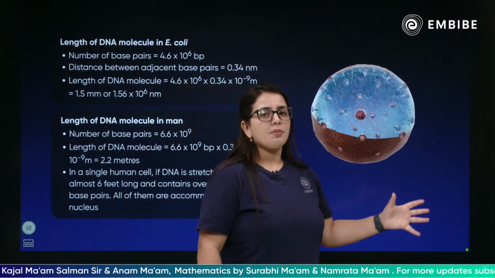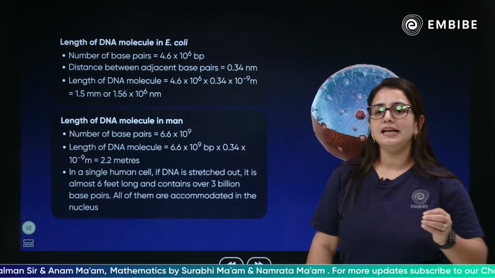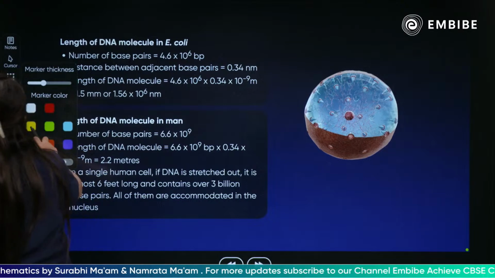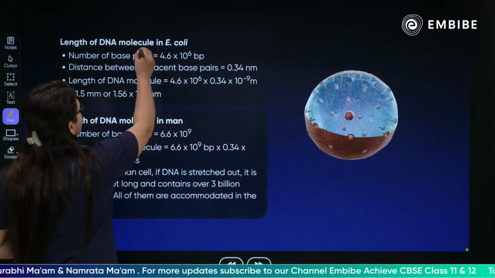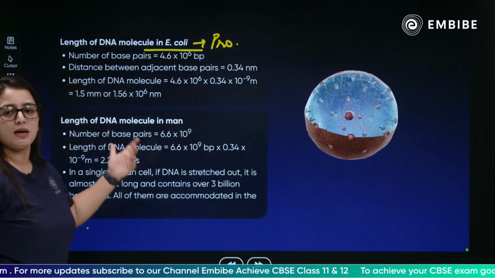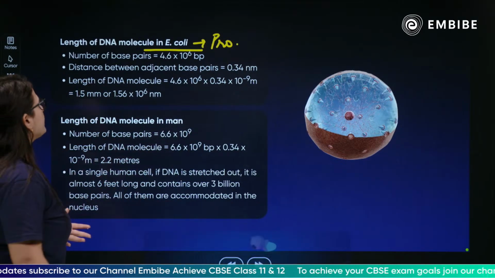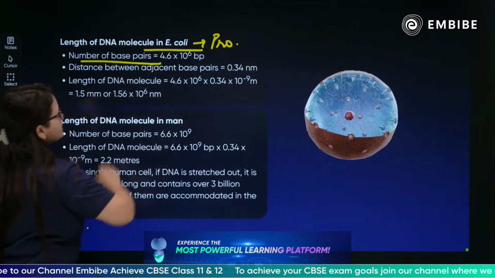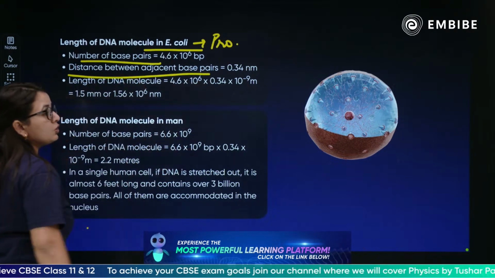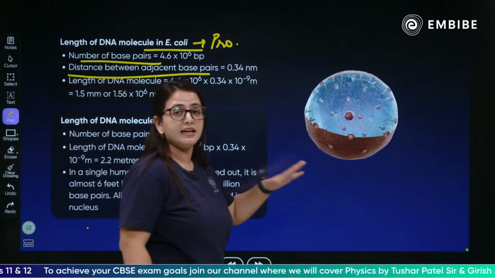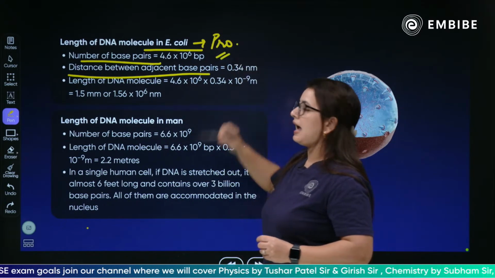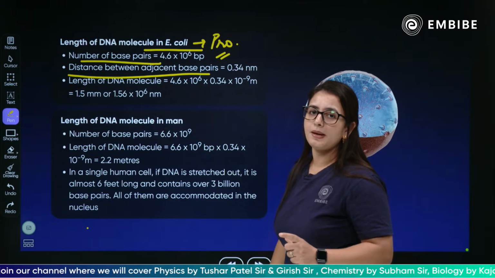We're going to talk about the length in the prokaryotes. We're going to talk about the length in the eukaryotes as well. Talking about E. coli, which is a prokaryote, listen carefully. This is something you can always count. You should always know the number of base pairs, and you should always know the distance between the base pairs. To calculate the length of the DNA, two things are a must: one is the number of base pairs and the other is the distance between the base pairs.